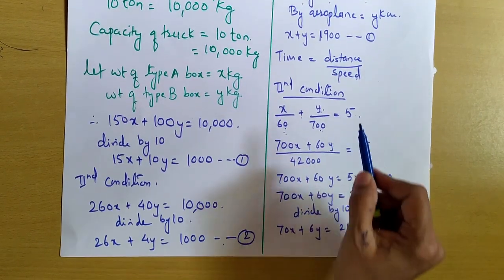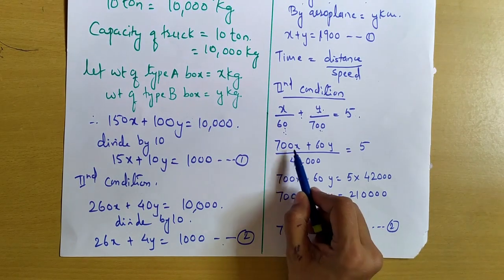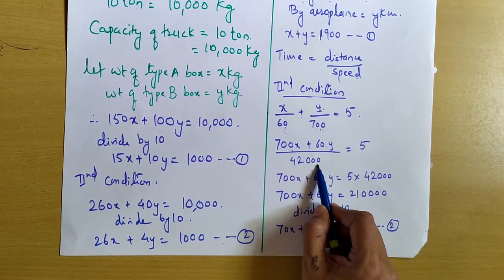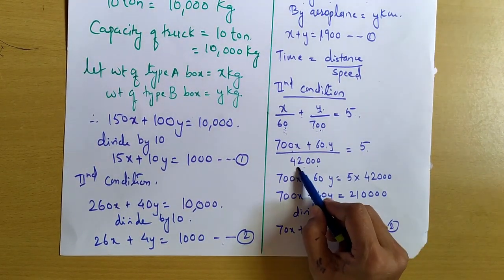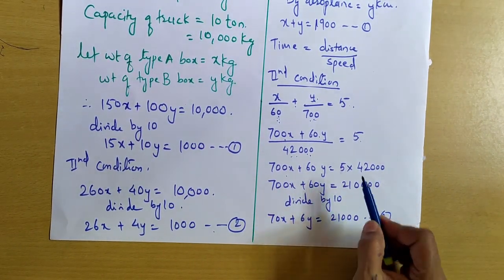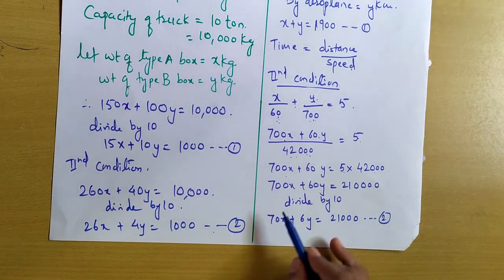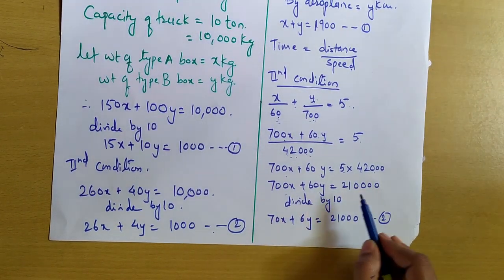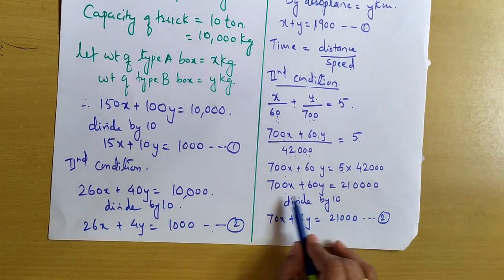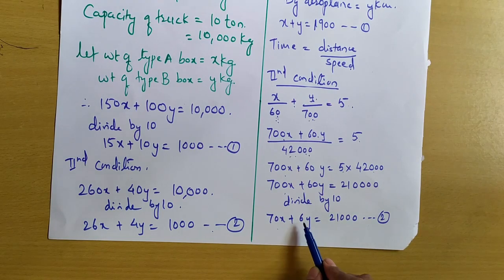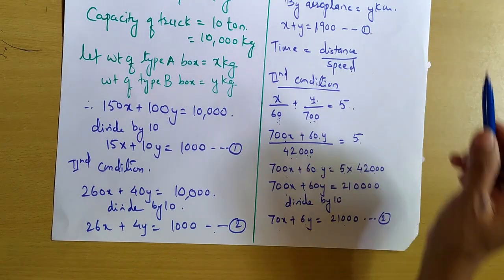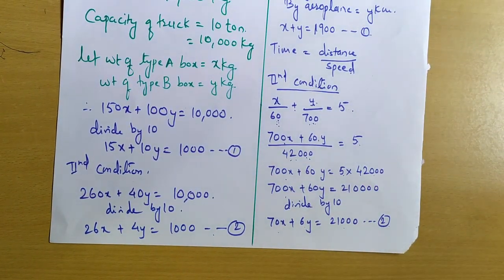Now this I have cross multiplied: 700x plus 60y upon the denominators also multiplied, you will get 42,000 is equal to 5. Then this 42,000 you cross multiply, you will get 700x plus 60y is equal to 5 into 42,000. So 700x plus 60y is equal to 2,10,000. Now divide by 10 to reduce the equation, you will get 70x plus 6y is equal to 21,000. Now solve this first equation and second equation simultaneously.